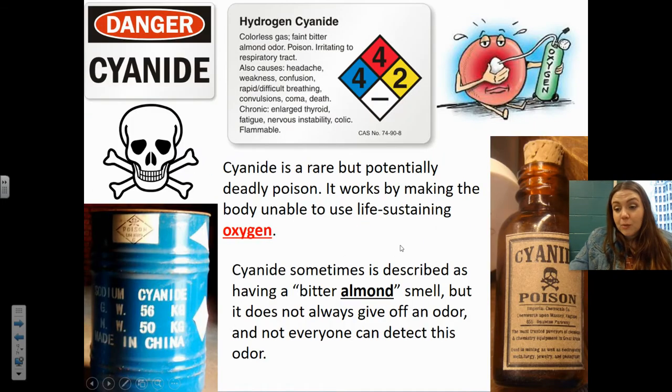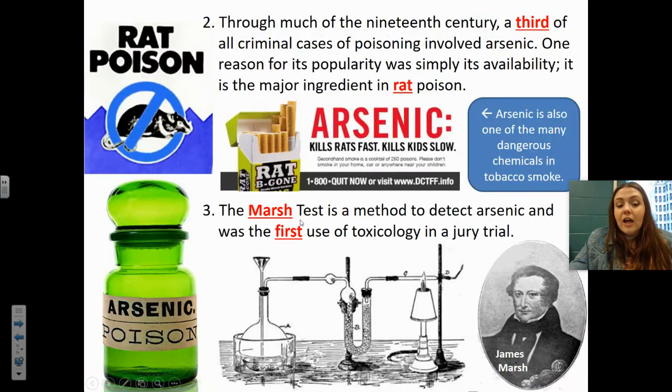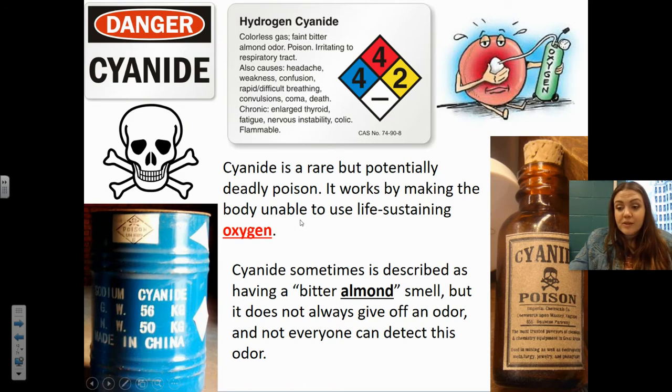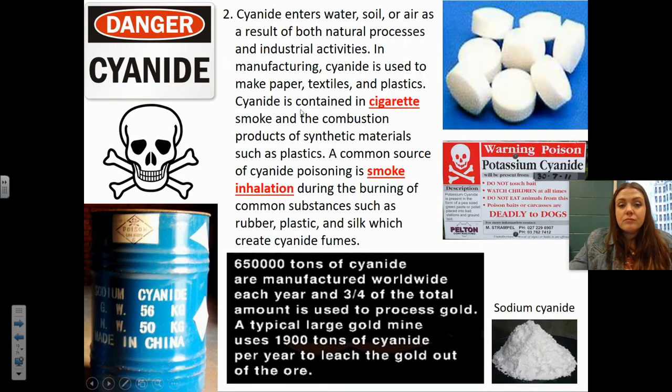Now, cyanide is the second most popular poison that's been used over time. Cyanide is a rare but potentially deadly poison. It works by making the body unable to use life-sustaining oxygen. So basically, it stops you from being able to breathe. Cyanide sometimes is described as having a bitter almond smell, but that's it. It's just a slight bitter almond smell, so very light odor. Most people don't detect it. Cyanide enters water and soil or air as the result of natural processes and industrial activities. So there's lots of industrial things that we do that create it.